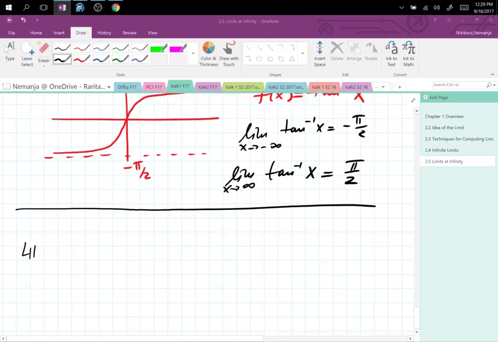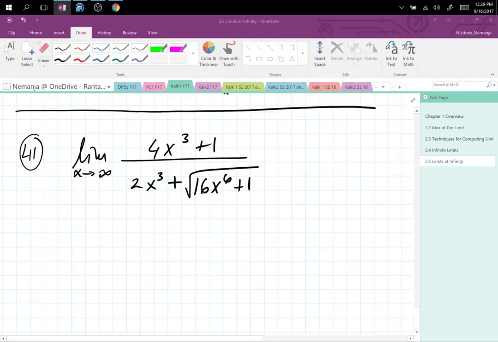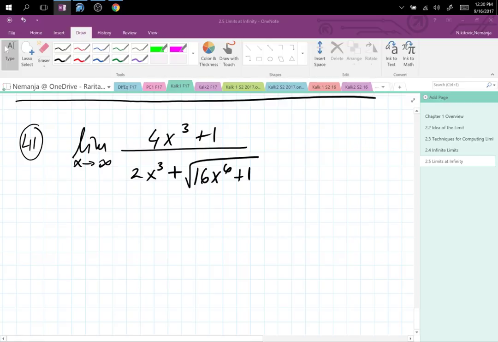Problem 41. It says limit as x goes to infinity of 4x cubed plus 1 divided by 2x cubed plus square root of 16x to the 6th plus 1. We are not going to rationalize here. Okay?